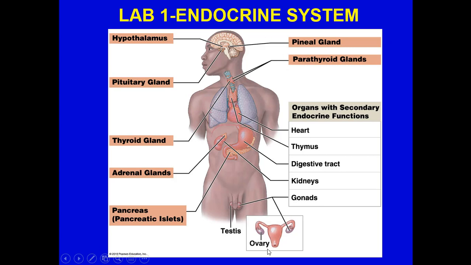Now, this diagram here, I expect you to be very familiar with it. The location of the organs, the location of the glands. Particularly, we're going to go over the parathyroid, pineal, hypothalamus, pituitary, thyroid, adrenal, and to a point the pancreas. The other glands, such as the ovary and testes, will be in the reproductive lab later on in the course, as well as the digestive tract, kidneys, thymus, and heart.